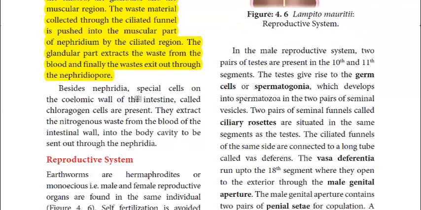Besides nephridia, special cells on the coelomic wall of the intestine called chloragogen cells are present. They extract the nitrogenous waste from the blood of the intestinal wall into the body cavity, to be sent out through the nephridia. So this cell is very, very important. It is also in the body. It actually works along with the nephridia, but we do not call it nephridia. These special cells excrete the waste material directly into the intestine, and through the intestine the waste material is sent out through the nephridia.